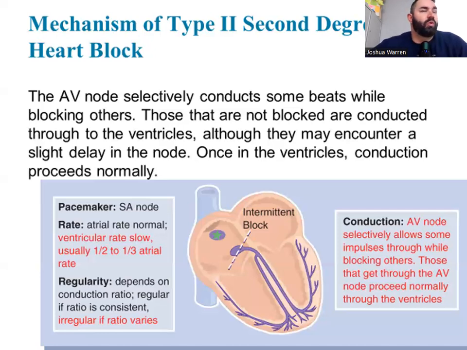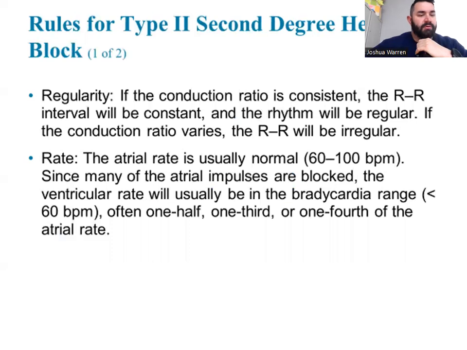So the ventricular rate will slow. This is going to be a slower type of bradycardic rhythm that we'll have to deal with. It selectively allows certain impulses through and others not. This is why we'll have a bunch of P's running around without a QRS complex. The regularity of this is that it will not be regular. If there's dropped beats, there's going to be an irregular R to R interval. You agree? Because there's a whole QRS complex missing. Atrial rate's usually normal, but the ventricular rate's usually a bradycardia.